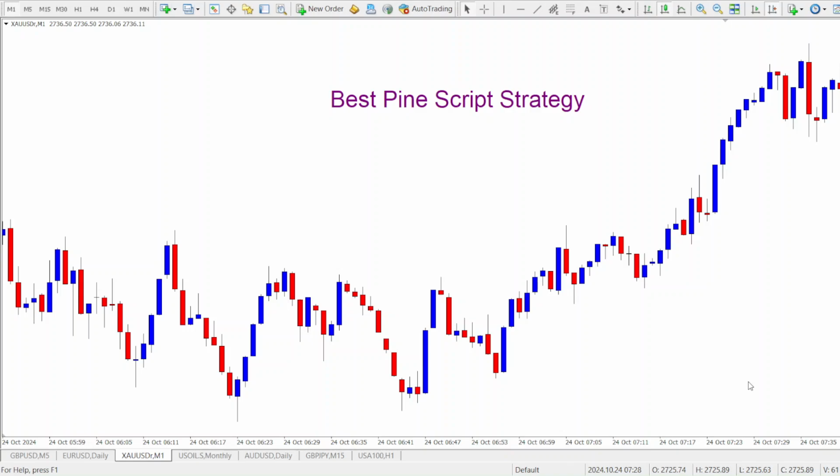All right. So basically that is it for Pine Script. If you want to create your own personalized strategy using Pine Script, then you can check it out on TradingView and create your own custom indicators or strategies.